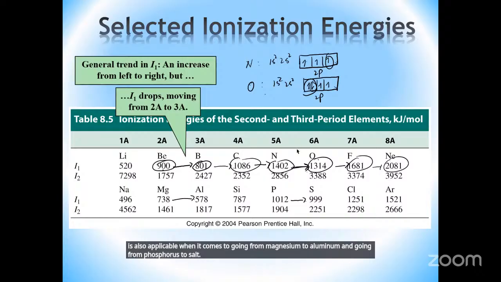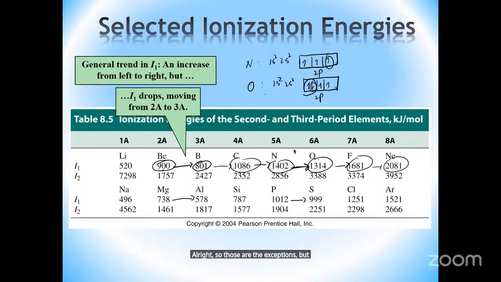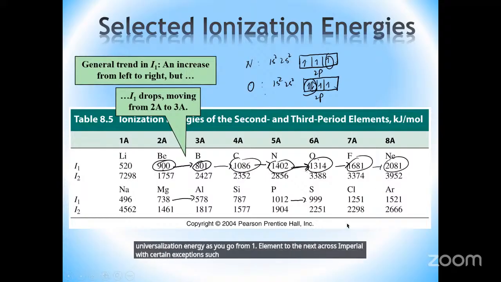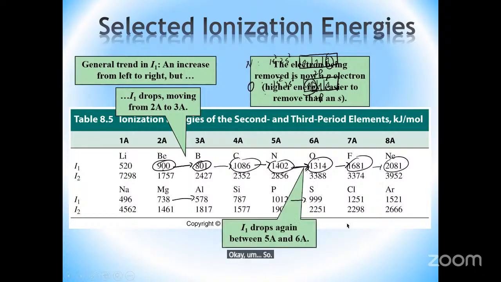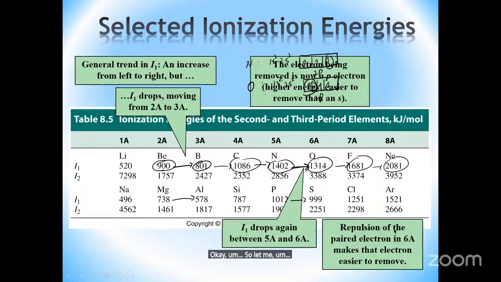So those are the exceptions, but again, remember, the general trend is an increase in the first ionization energy as you go from one element to the next across a period, with certain exceptions, such as the ones I mentioned just now. Okay, so this is just basically stating what I said earlier. So let me move on.